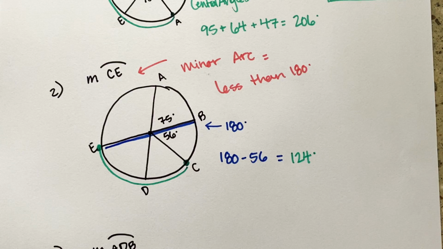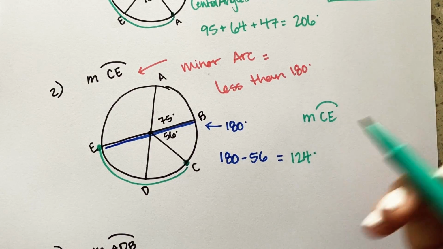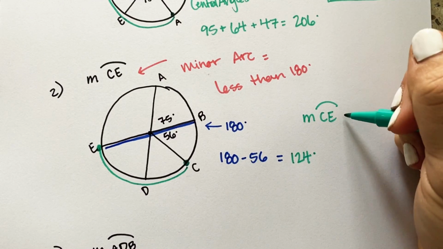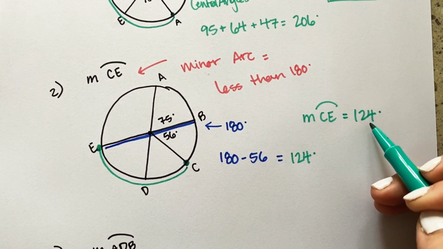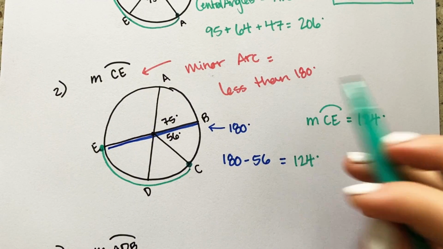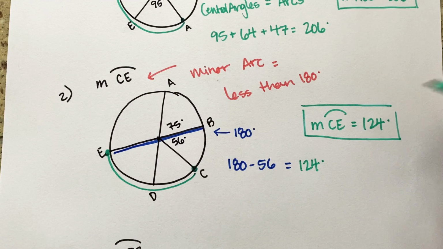So we know that this little green arc right here is 124 degrees. Okay, so the measure of arc CE, again, it's a minor arc, it was less than 180, equals 124. Oh, we're absolutely right. 124 is less than 180, so we are good. That is our answer.